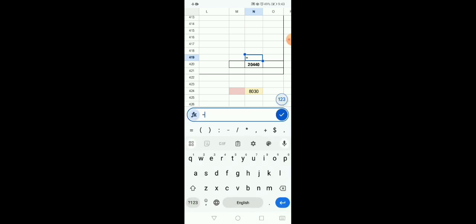Now you will calculate cash in hand, or the balance amount. How? This was the total of the debit side, 20,440. You will subtract 8,030, which was the total of the credit side.